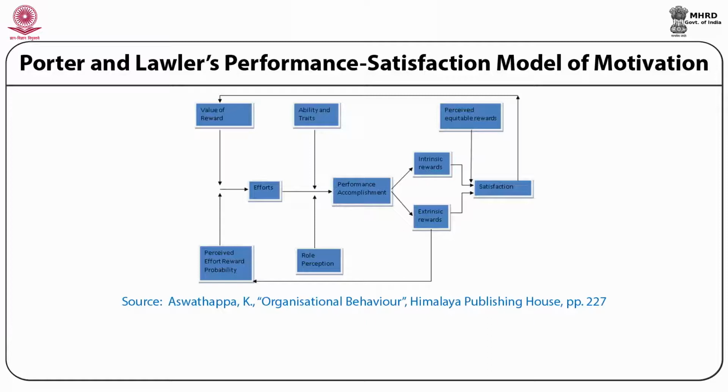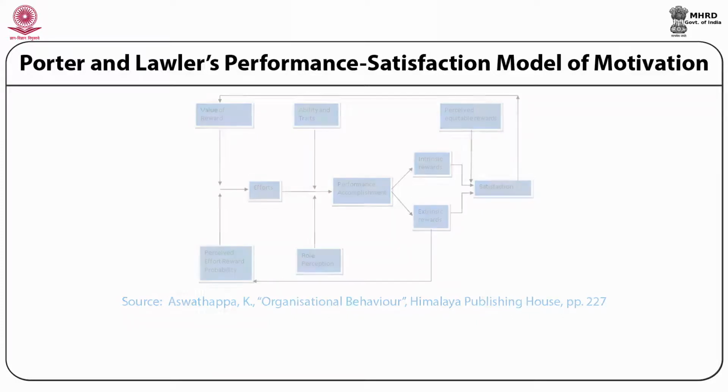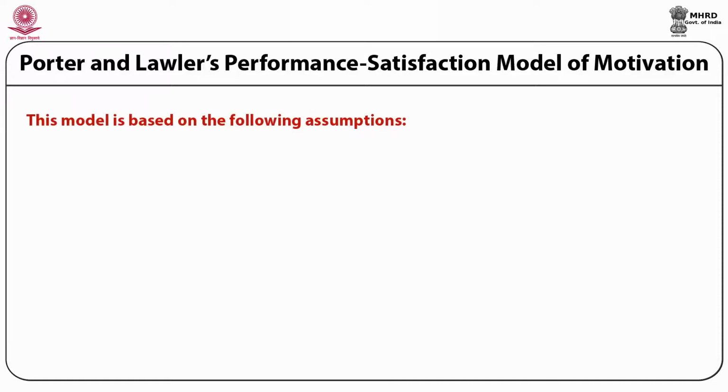Further, the desired level of performance results into the intrinsic rewards and extrinsic rewards associated with the performance. But perceived equitable rewards determine the level of satisfaction of an individual, which means that if the person feels that he is getting equal rewards, only then he will be satisfied. But if he feels a sense of inequity in terms of rewards received, in that case he will not be satisfied. This model is based on the following assumptions.